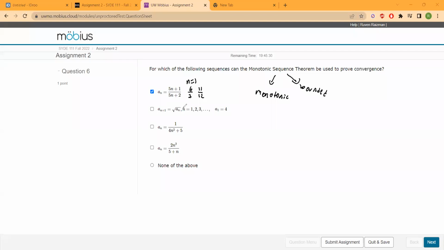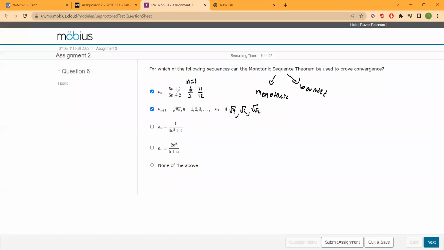Then we can check root of a_n. So it does have a limit, which means it is going to be bounded, and its limit is going to be, I believe, 1. So it's going to be root of 4, then root of 2, then root of 2 again. And I believe that does just limit to 1, but this also shows that it is monotonic, decreasing, and bounded. So then, therefore, we can use the monotonic sequence theorem.